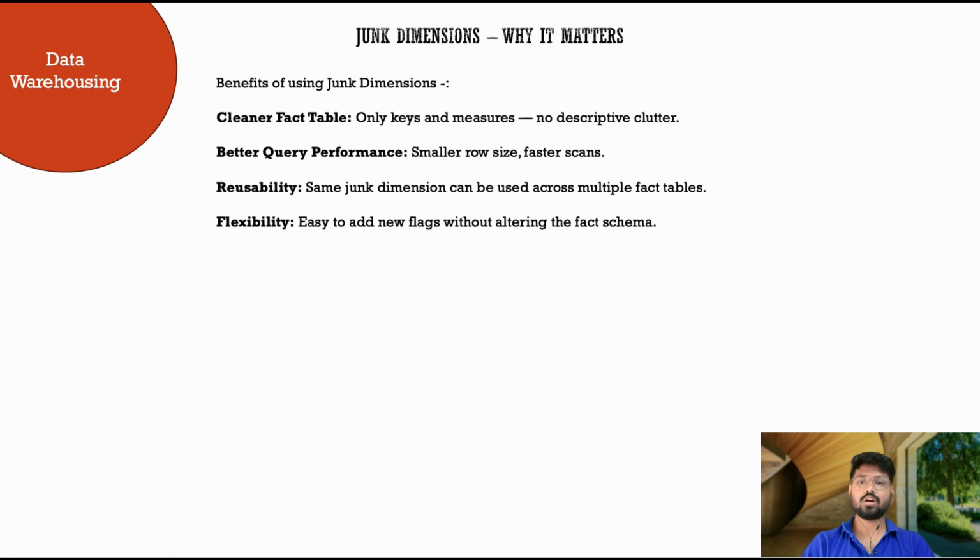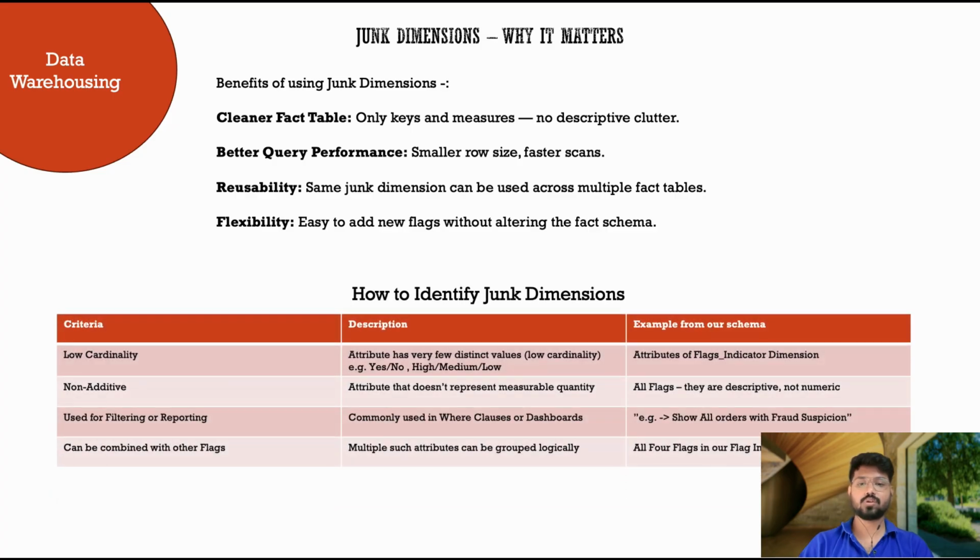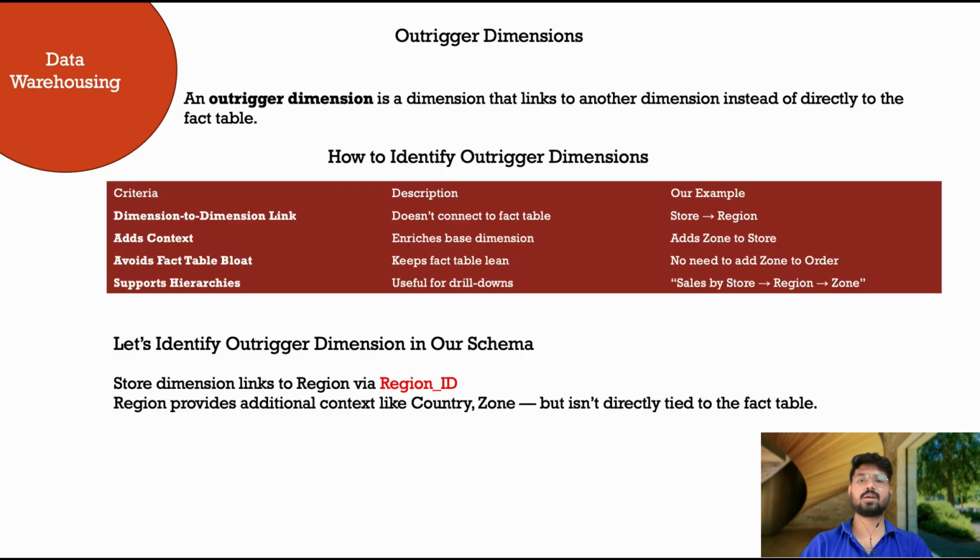So what are the benefits of using junk dimension? We get a cleaner fact table, we have seen through the example. We get better query performance. We can reuse these junk dimensions, and it provides us the flexibility to add new flags without altering the fact schema as well. Now, how to identify a junk dimension? If you get a dimension that contains low cardinality, that is non-additive, used for filtering or reporting purposes only, that can be considered as a junk dimension. So this is all for the junk dimension.